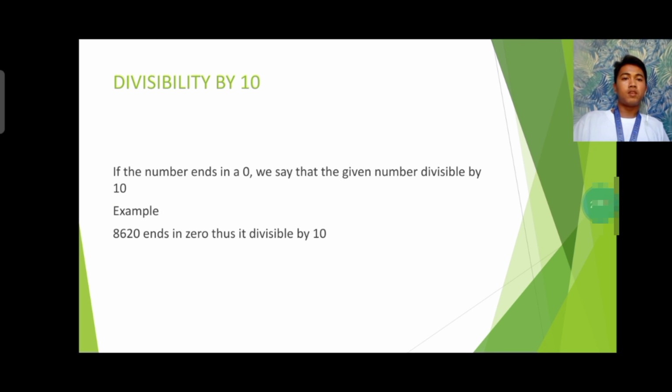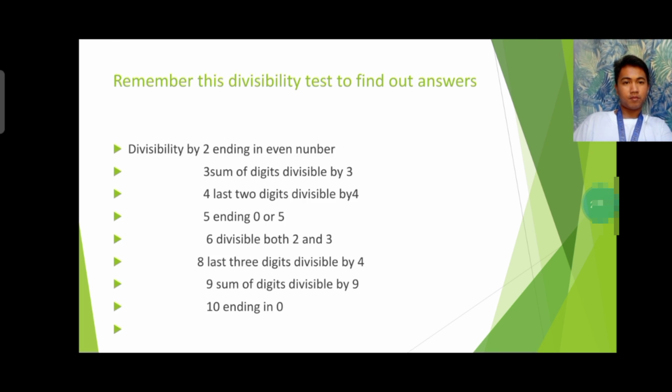And the last, divisibility by 10. If the number ends in a 0, we say that the given number is divisible by 10. Example, 8,620 ends in 0. Thus it is divisible by 10. Remember, these are divisibility tests to find out the answer.